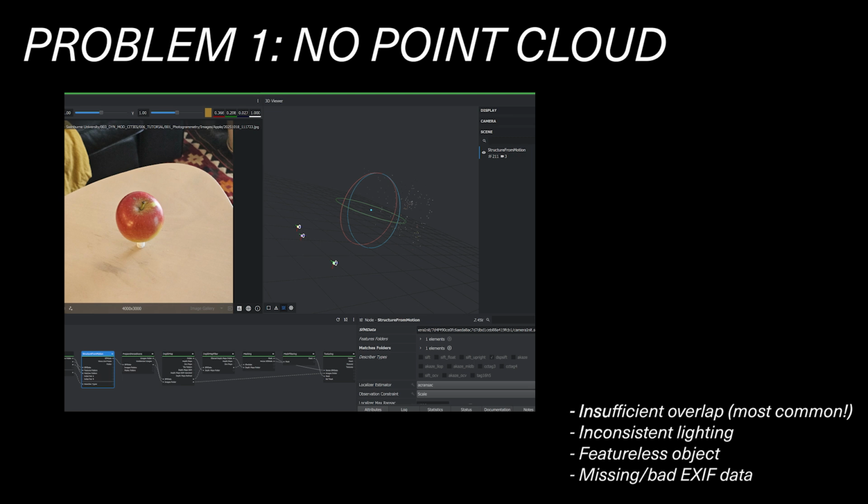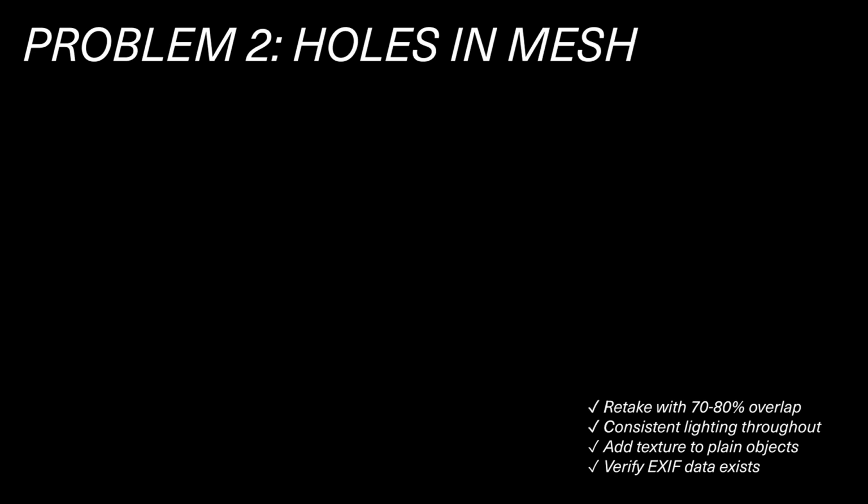Here's how to fix it. Just retake the photos. Take the L and learn from your mistakes. Retake photos with more overlap. Ensure the lighting is consistent. Add texture to plain objects. Put them on a textured surface. Add little sticky dots onto the object. Check your photos have EXIF data.